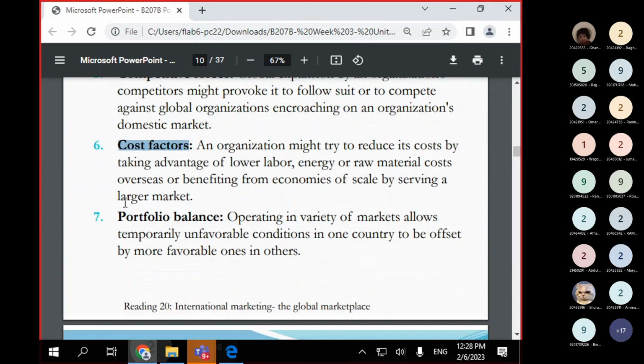The last one is the portfolio balance. Portfolio balance is having a balance between different countries. So in case one of the countries' economies goes down, you still have other places to make it up. There's a saying: don't put all your eggs in one basket. Don't rely only on one area; have it diversified. This is what portfolio balance means.